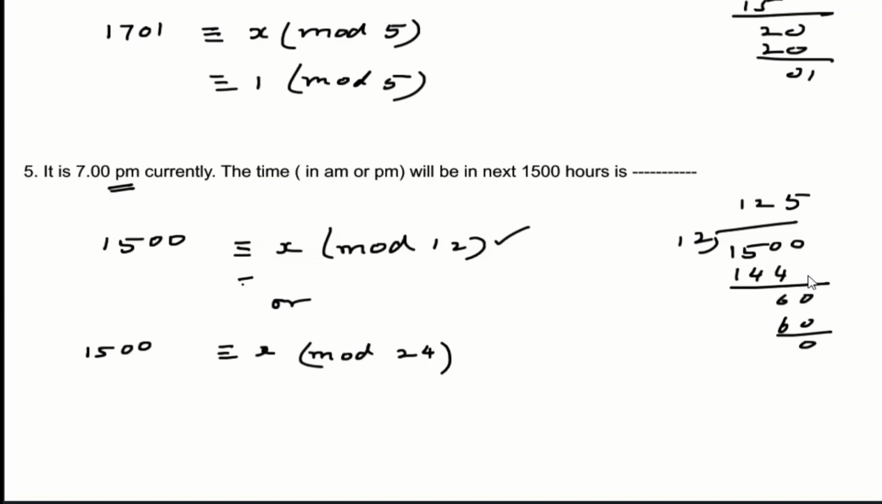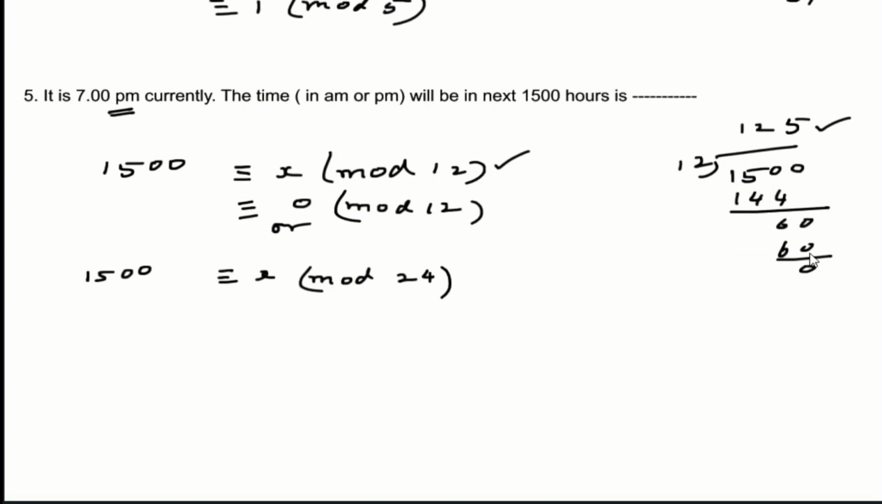So 1500 is congruent to 0 mod 12. That is what you get. But the quotient is 125, which is an odd number. Correct? Now, if it is an even number, because 12 2s are 24, then only you will get 7 p.m. again. So since it is an odd number, you can say the answer is 7 a.m.